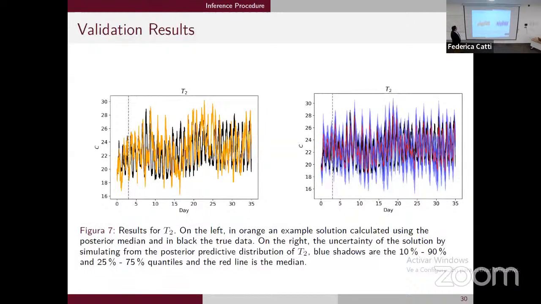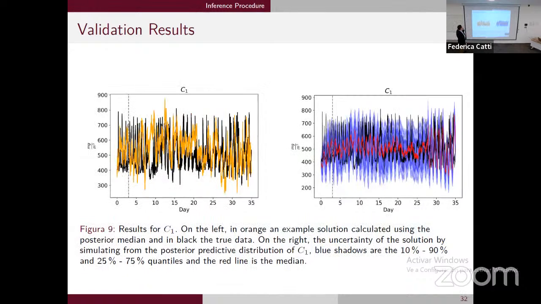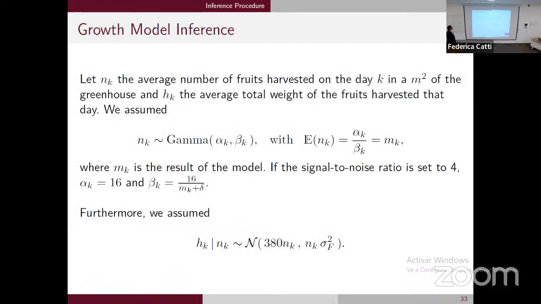These are the validation results for T2. They were okay. These are the validation results for B1. They were okay. And the validation results for C1. They also were okay.